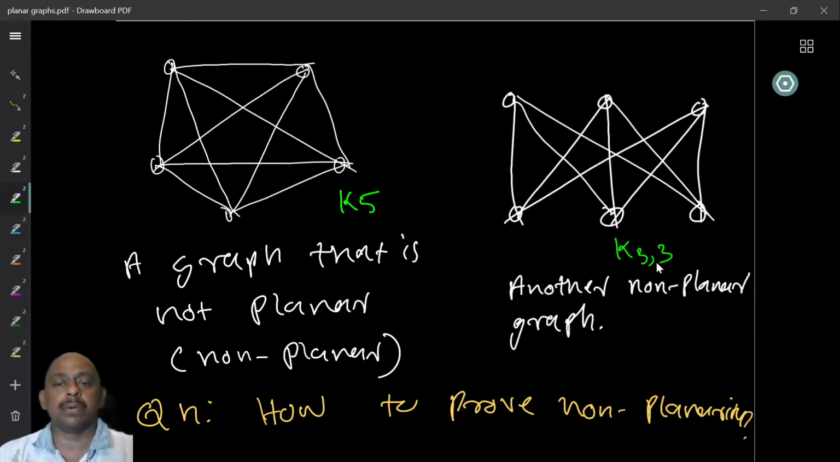to show this is non-planar is to think about proving it. And I suggest that you can also try to use the ideas of the Jordan curve theorem. So how do you prove this using the Jordan curve theorem? That would be a nice exercise to think about. We will come to this later.